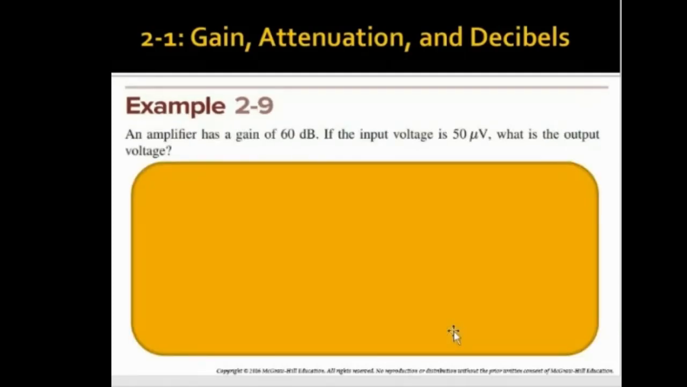I have one example for you to solve. An amplifier has a gain of 60 decibel, or dB. If the input voltage is 50 microvolts, what is the output voltage? I'll give you a few minutes to solve this.